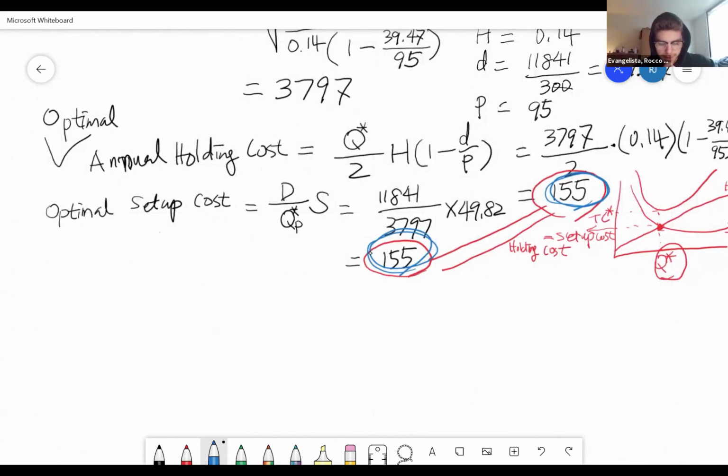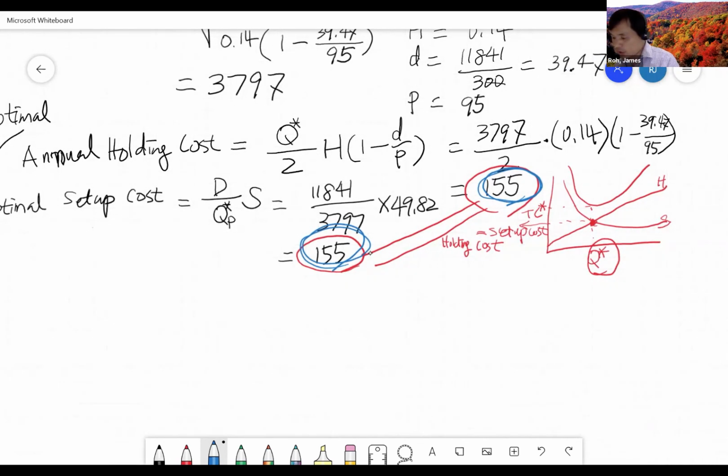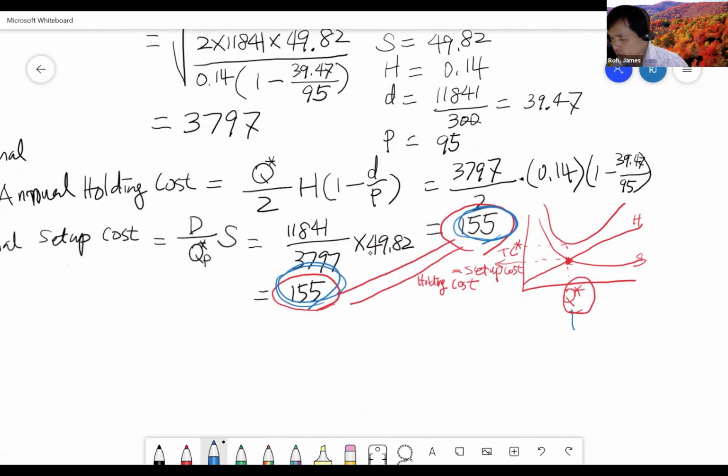Do those values only equal each other at the optimal level, which is in the graph? Right, only at this point. So this is EOQ, and at EOQ the cost will be the same. If you go above or below that, then the cost is different. Setup cost is right here, and holding cost is right over there. So they're not the same.